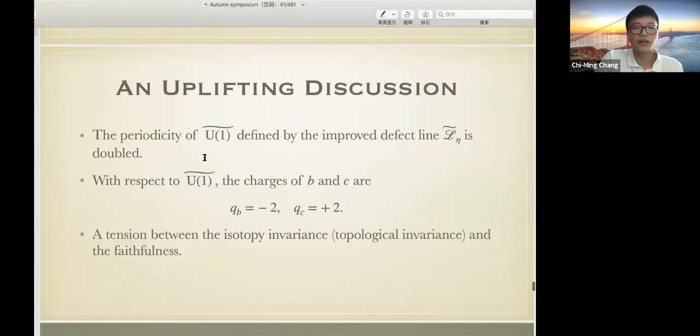So this tells us that if we consider the U1 that's defined by the improved defect line, this L tilde, then the periodicity of this U1 tilde is doubled. And so the charges of the B and C ghosts under this U1 tilde will be doubled. So for the B ghost, the charge will be -2, and for the C ghost, the charge is +2. So this shows us that there is a tension between the isotopy invariance, basically the topological invariance of the curve, and also the faithfulness of the curve.